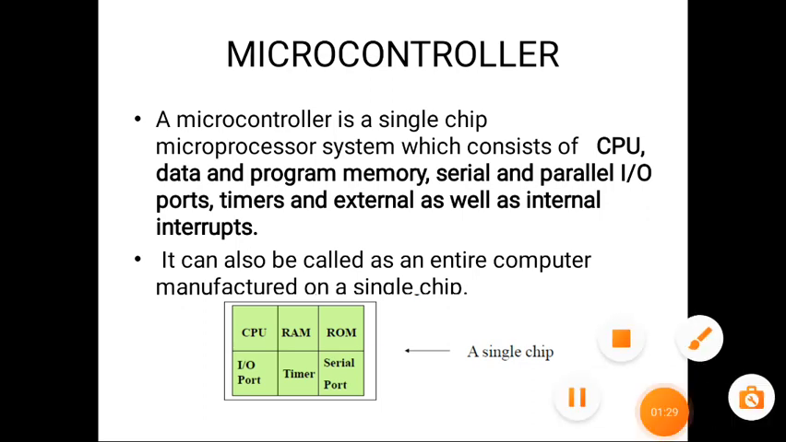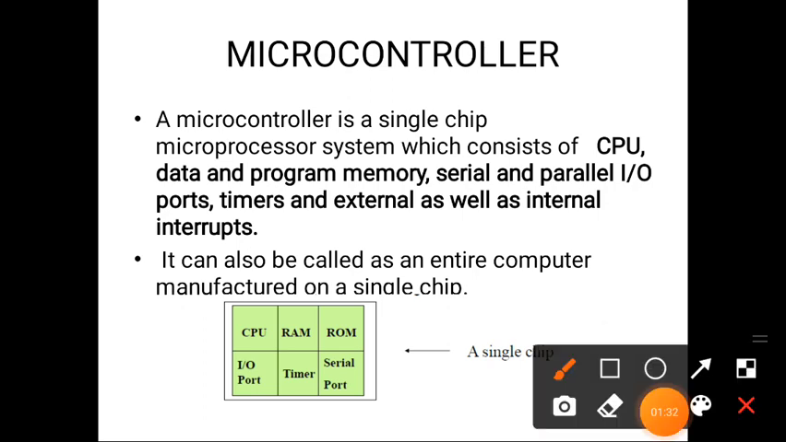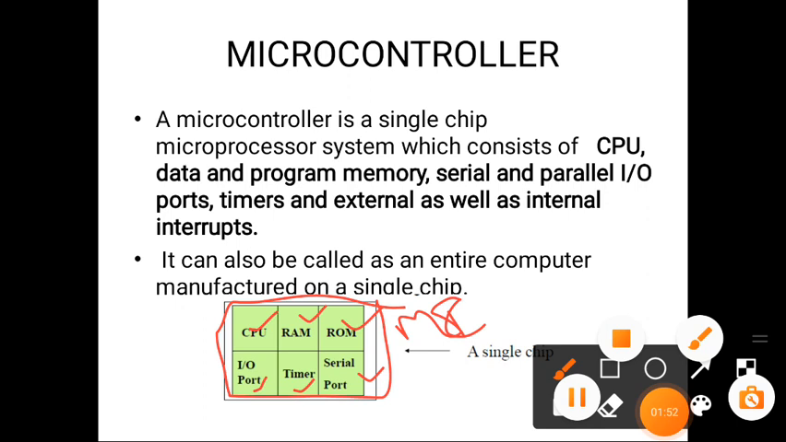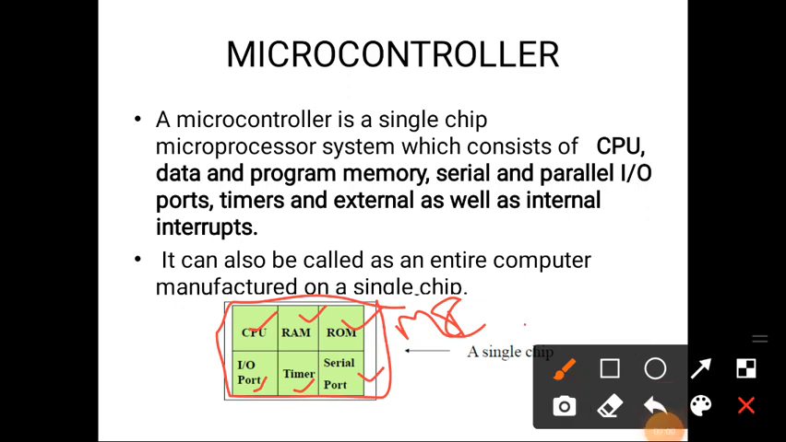This figure shows the CPU, memory, there are two types of memory, RAM and ROM, and IO port, timers and serial port. All are integrated on a single chip. So this is known as a microcontroller. Microcontroller is shortened and written as MCU.